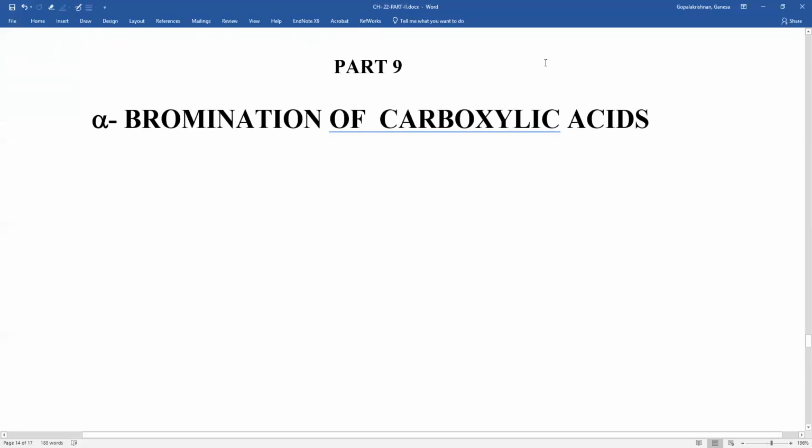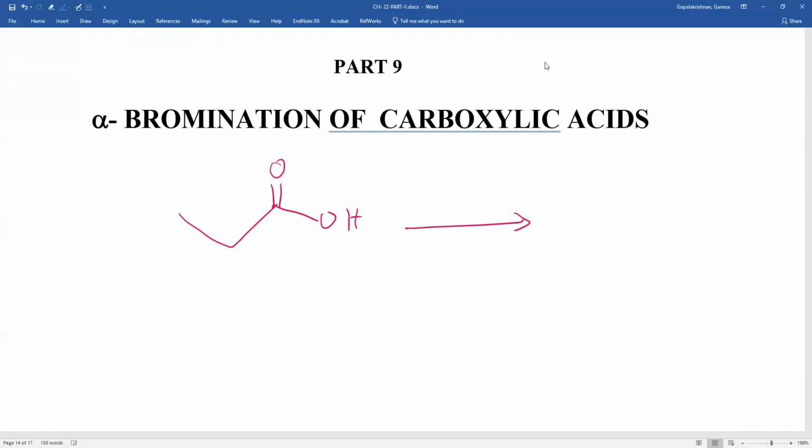Part 9, alpha bromination of carboxylic acids. Say, for example, this is a carboxylic acid. We want to brominate it. So which one? The alpha hydrogen.